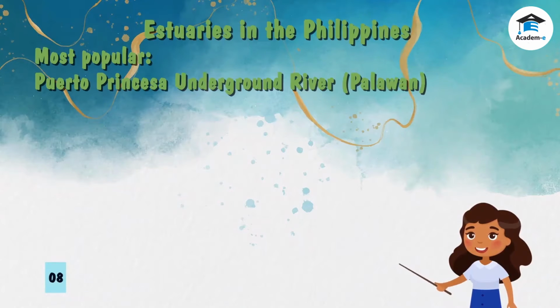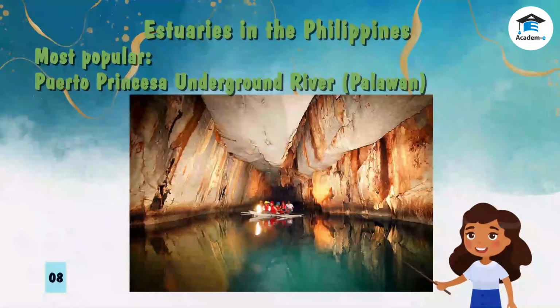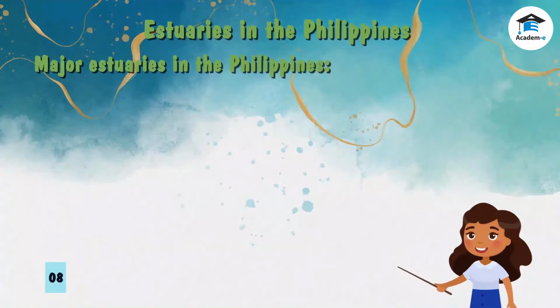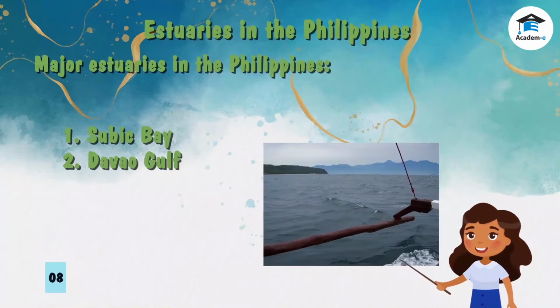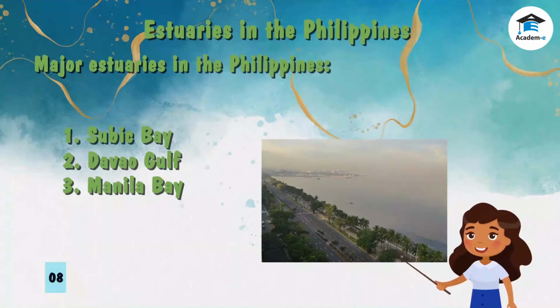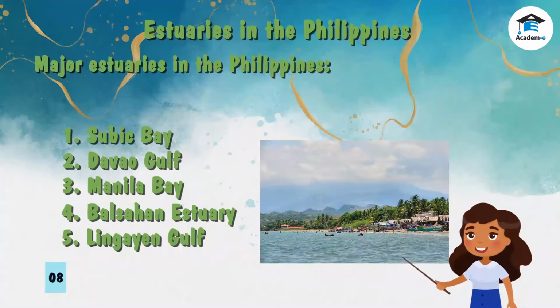A popular estuary in the Philippines is the Puerto Princesa Underground River in Palawan. The major estuaries in the Philippines are the following: 1. Subic Bay. 2. Davao Gulf. 3. Manila Bay. 4. Balsahan Estuary. 5. Lingayen Gulf.